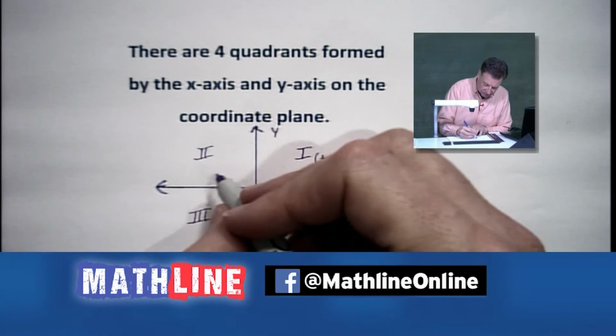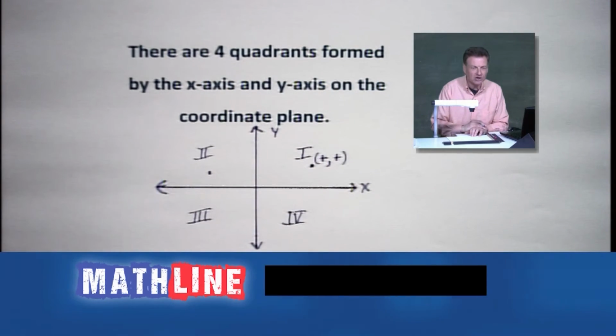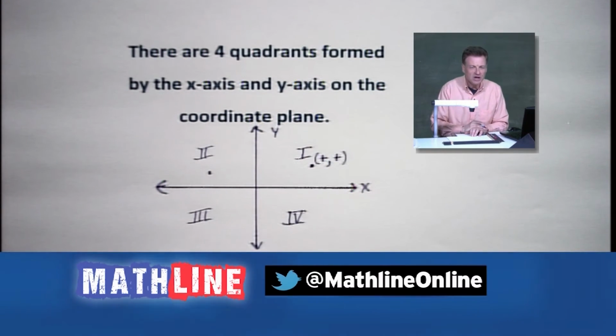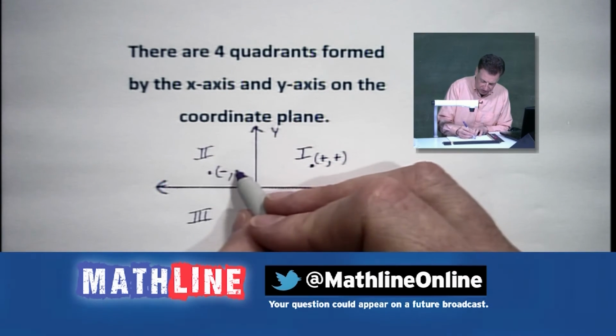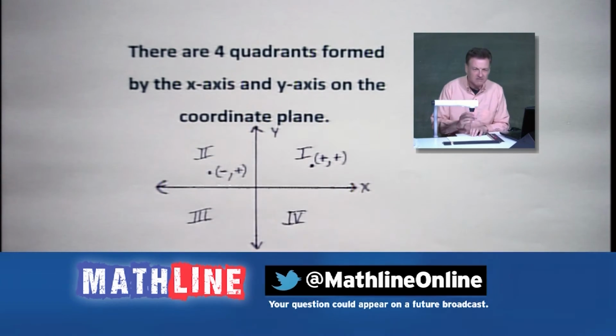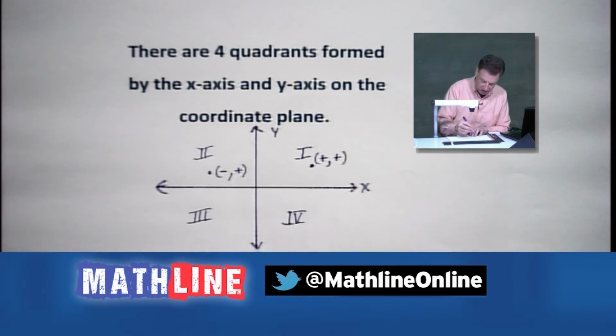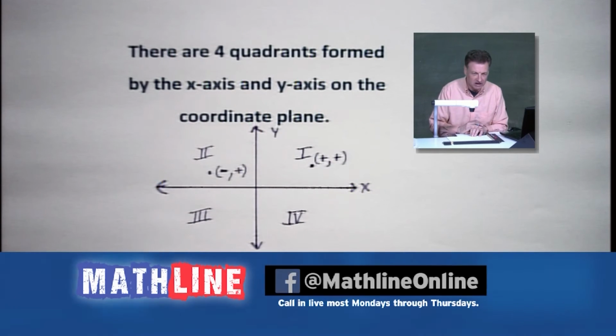Let's go back this way. How about we find something in quadrant 2. We're going to the left first, and then we're going up. So we're going to be picking up a negative and a positive, all right?